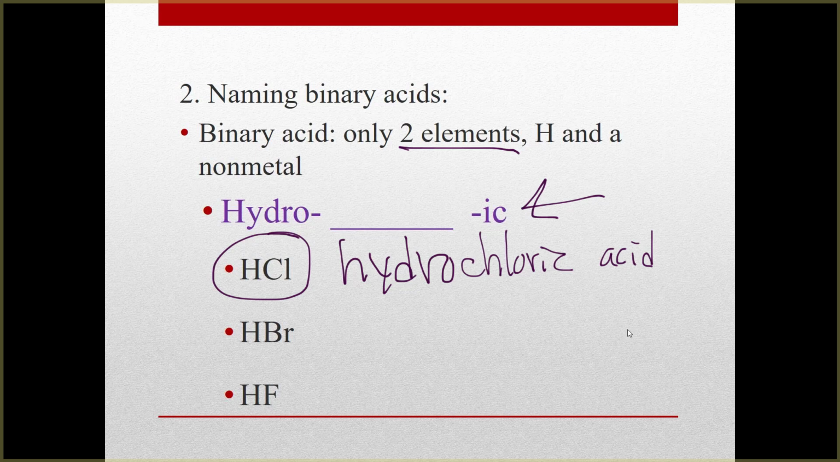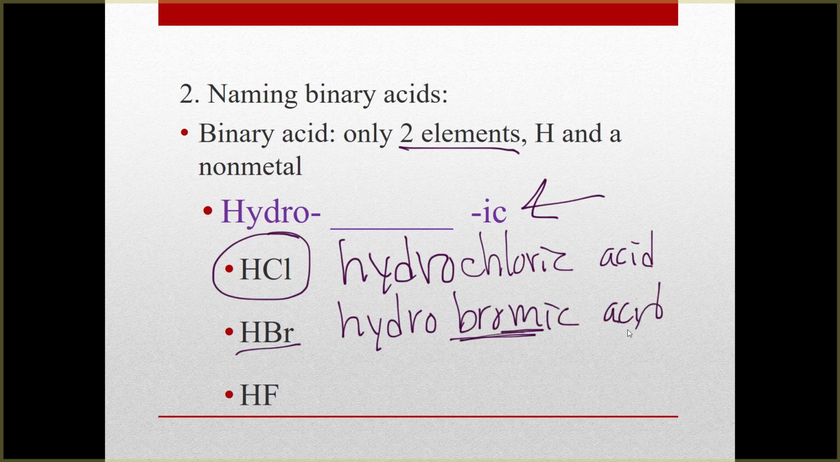So let's look at our example. HBr would be hydrobromic acid. And you can see that for that bromine, we just use that root word in the name. And then HF would be hydrofluoric acid. So this is how you name acids that only have 2 elements. They pattern after hydrochloric acid. And I'm hopeful that you already know HCl is hydrochloric acid because we use it so much in the lab.